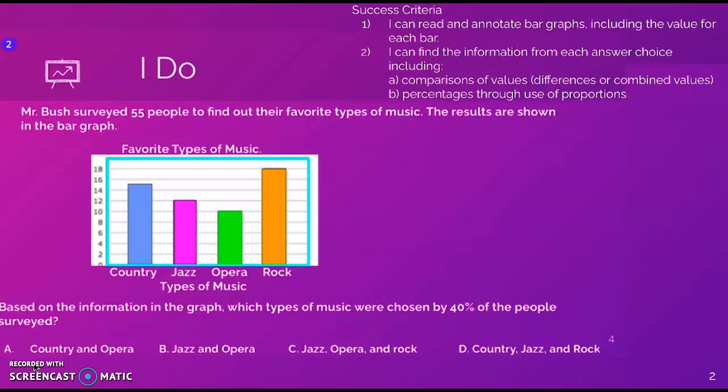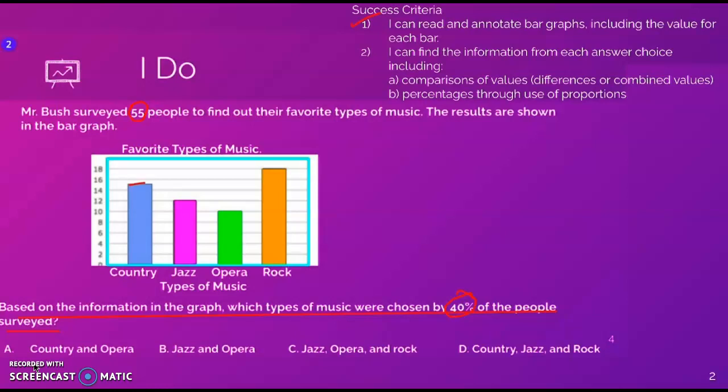Again, first thing I'm going to do, I've already read it, now I'm going to annotate. I know that the total number of people was 55, and I'm looking for 40%. Based on the information in the graph, which types of music were selected by 40% of the people surveyed? Once I finish annotating, I've also got to figure out the value for each one of my bars.